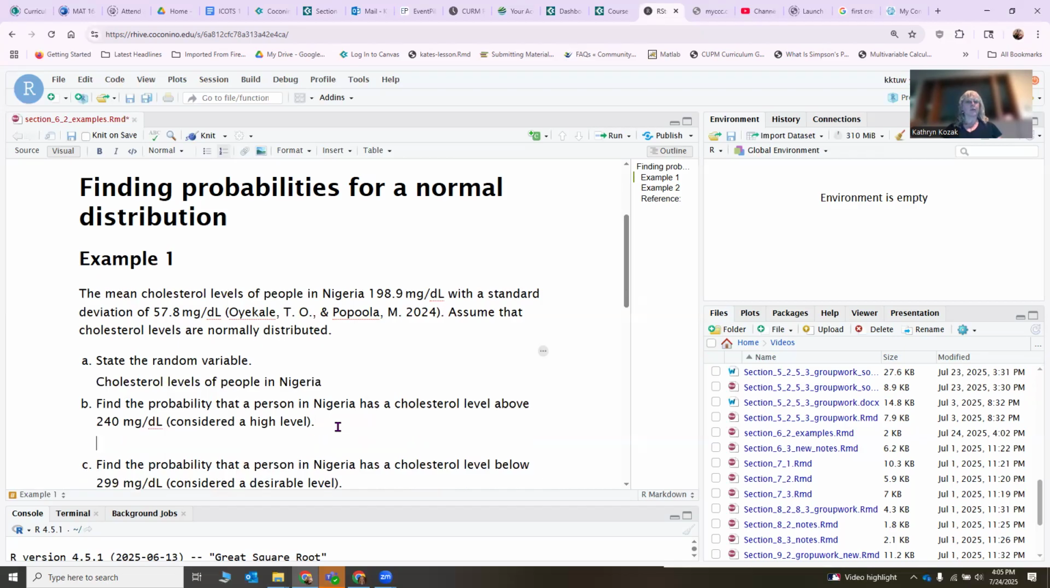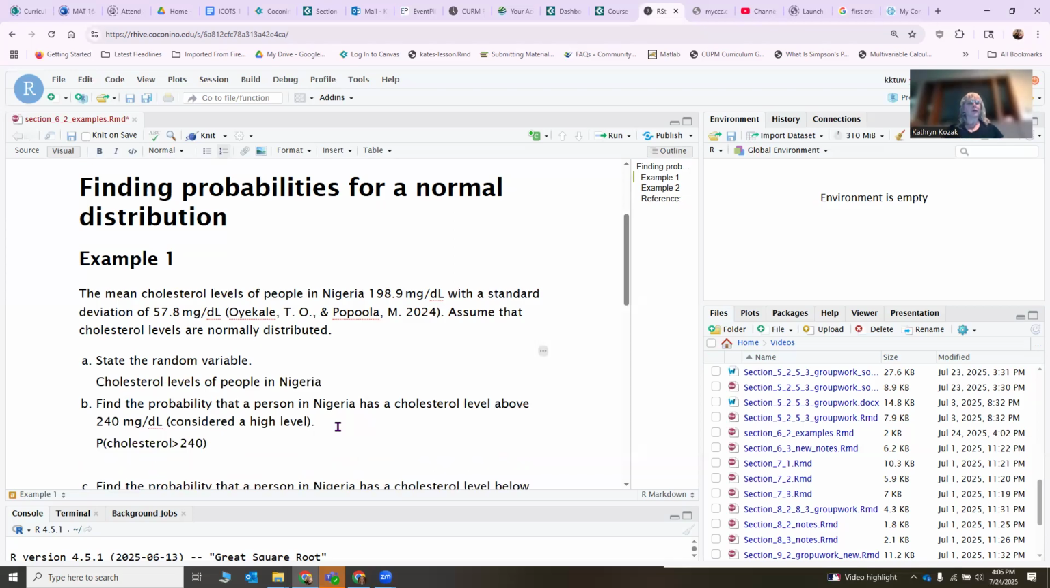Now we'd like to find the probability that a person in Nigeria has a cholesterol level above 240 milligrams per deciliter, considered a high level. So it's good to rewrite this in a mathematical statement. So we're looking at the cholesterol is going to be greater than 240. So that means we're looking at being on the upper end.